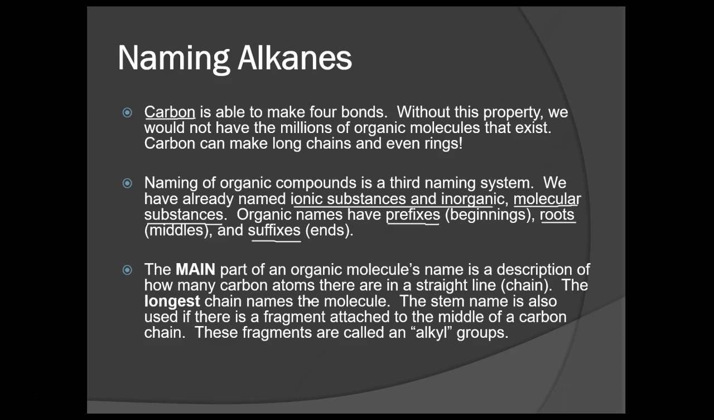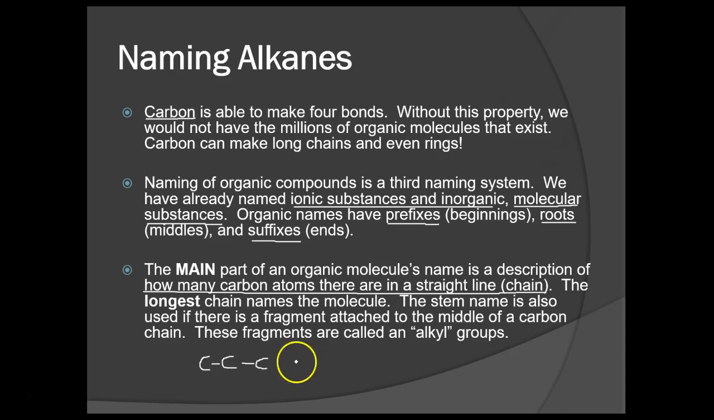The main part of an organic molecule's name describes how many carbon atoms there are in a straight line chain. In other words, the longest chain of carbons in a row names the molecule. So, for example, if I have 2 carbons in a row with a bond between them, and I'm not drawing anything else with them, that's the longest chain in a row, so that would give us a particular name. If we were to add another carbon onto that, that changes the name.